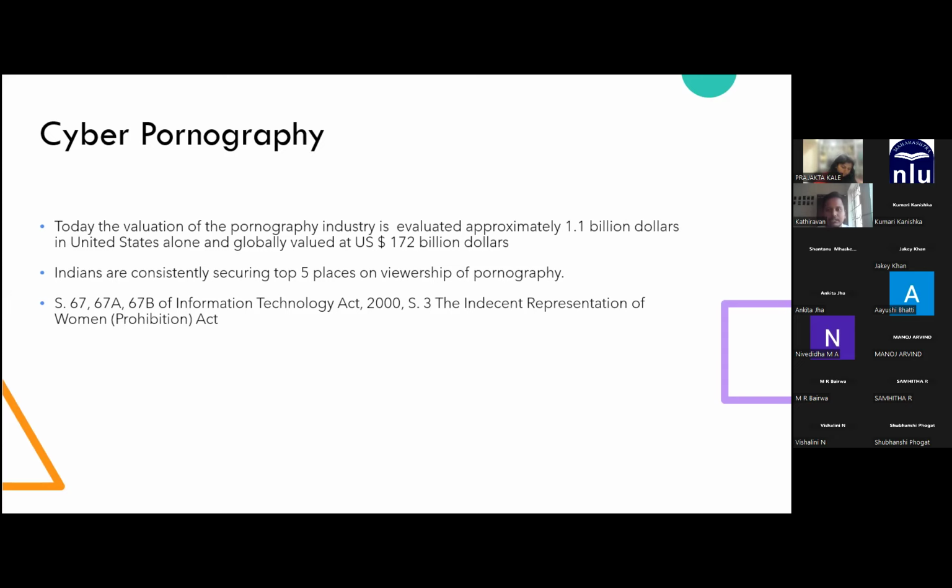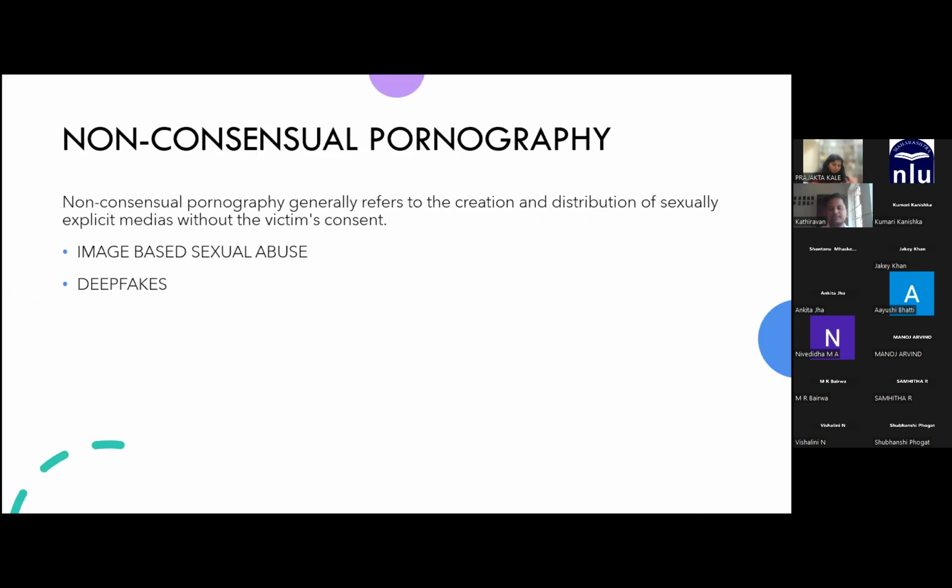The subset of pornography is non-consensual pornography, which is a major threat prevailing in our society. Non-consensual pornography is pornography which is shared without the consent of the victim. Particularly, when we look upon image-based violence, it is commonly known as revenge pornography, but pornography is a word that implies consent, so it's not appropriate to use revenge pornography. Instead, image-based sexual abuse is a better term to coin this type of crime. In this type of crime, the intimate images of the victim are shared without consent for blackmailing, extorting, or taking revenge.